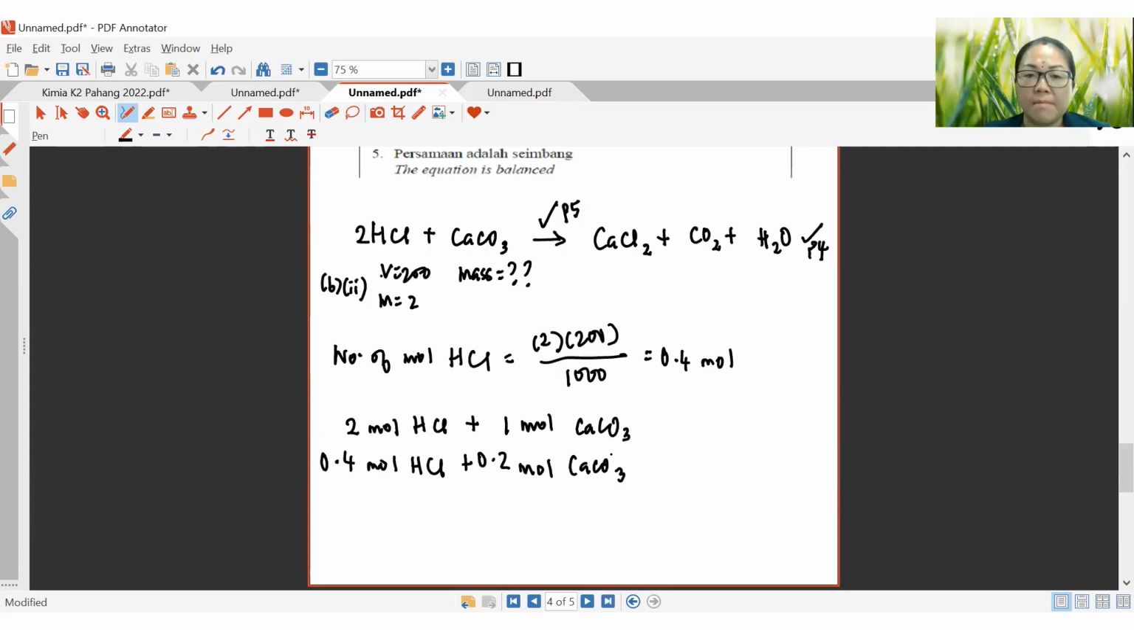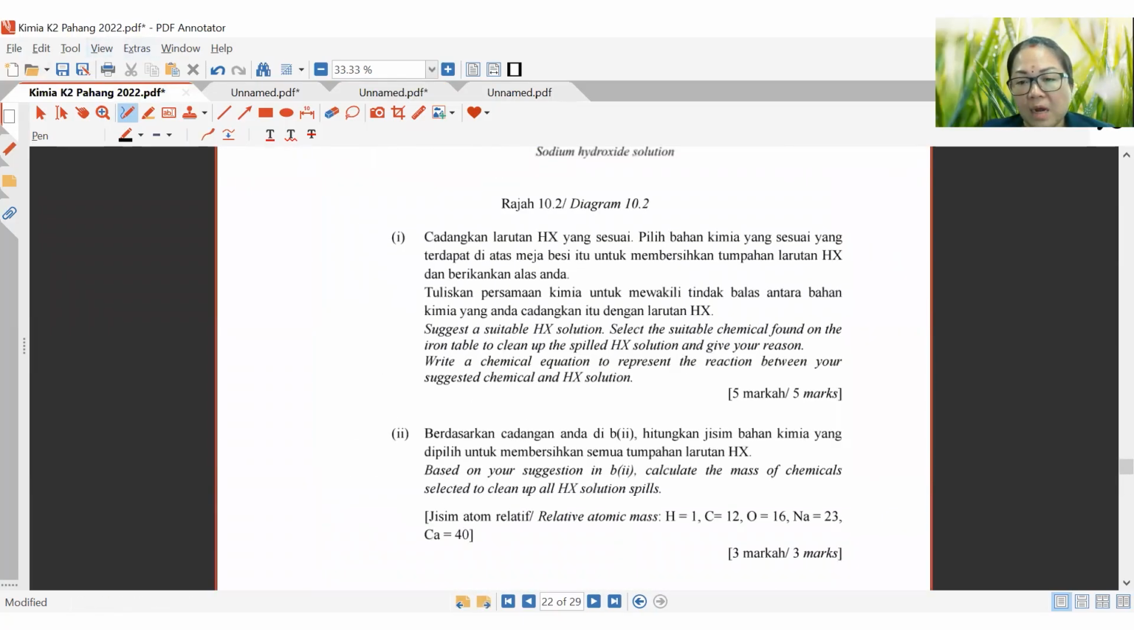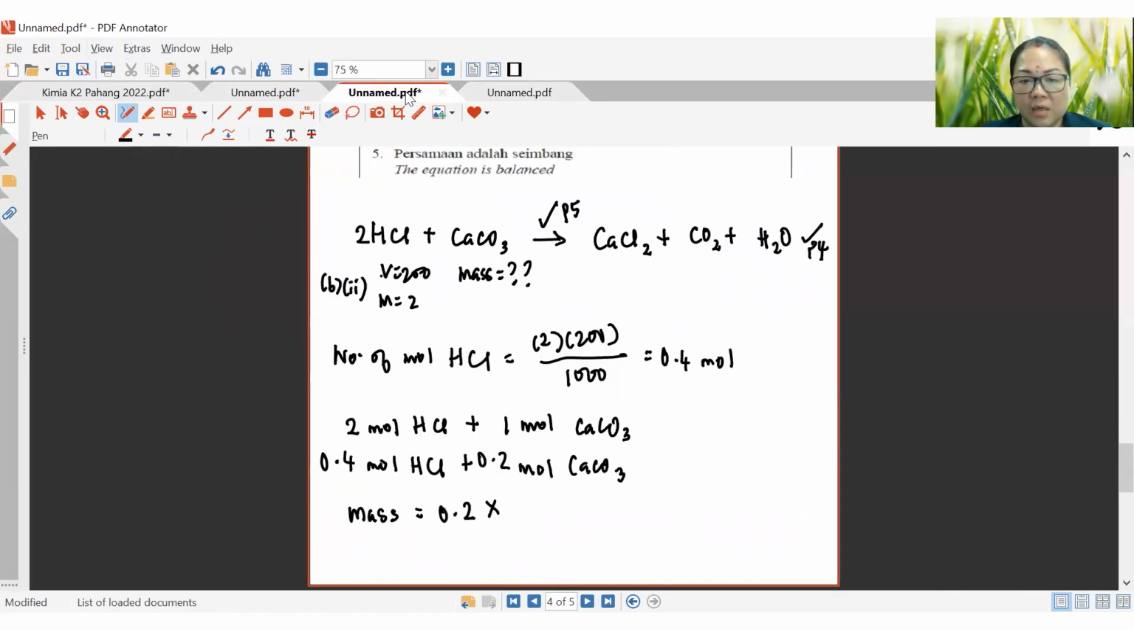So the mass equals 0.2 mole multiplied by the RMM of CaCO3. Okay, calcium, the RAM is 40. Calcium is 40 plus carbon 12 plus oxygen 16, and there are 3 oxygen atoms, which comes down to the final number, which is 40 plus 12 plus 48 times 0.2, 20 grams.